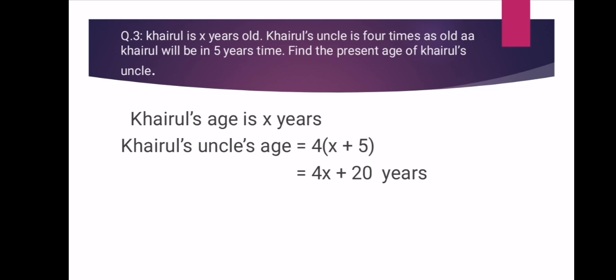So first of all, find an algebraic expression for Harold's age after 5 years. If he is right now x years old, after 5 years he is going to be x plus 5 years old, because 5 years are added to his age. And his uncle, according to the statement, is going to be 4 times what his age is going to be after 5 years. So Harold's uncle's age can be written as 4 times x plus 5, and then in the next step I have multiplied this 4 by both the terms inside the bracket. So I got 4x plus 20.